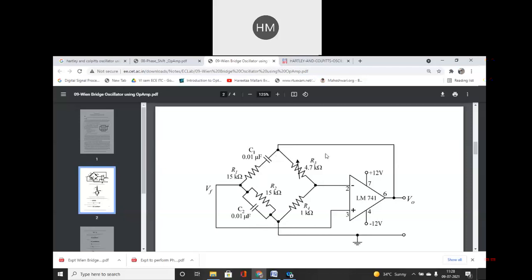This is a very good circuit which will produce very nice oscillations at the output. So everyone has made the bridge circuit.